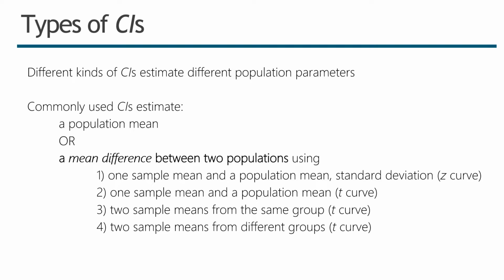As shown here, there are many different ways to compute a mean difference confidence interval, depending on the type of research situation you have. In the example that follows, I'll show you how to estimate the mean difference between two populations using one sample mean and one population mean when you do not know the population standard deviation.